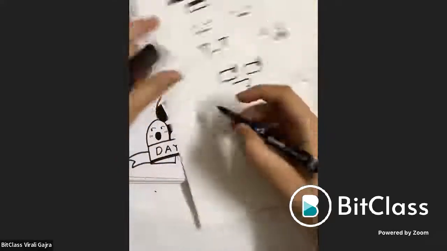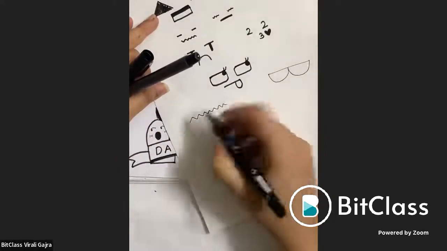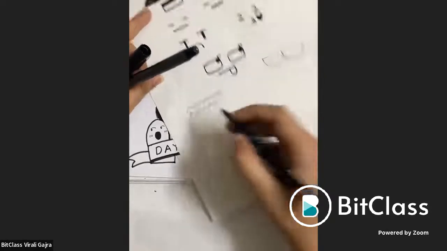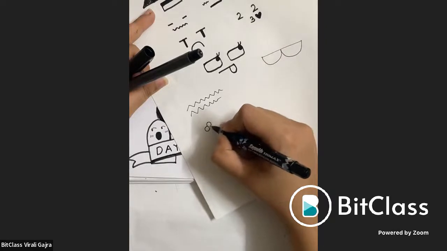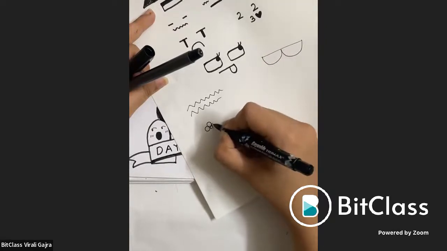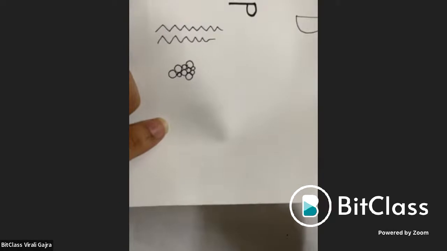Maybe you can use some zigzag lines kind of a thing. So I'm just using lines over here. You can also use shapes. Maybe let's take a circle. You can just keep on changing the size of that shape and you can come up with a pattern. So that's how you can just do it.